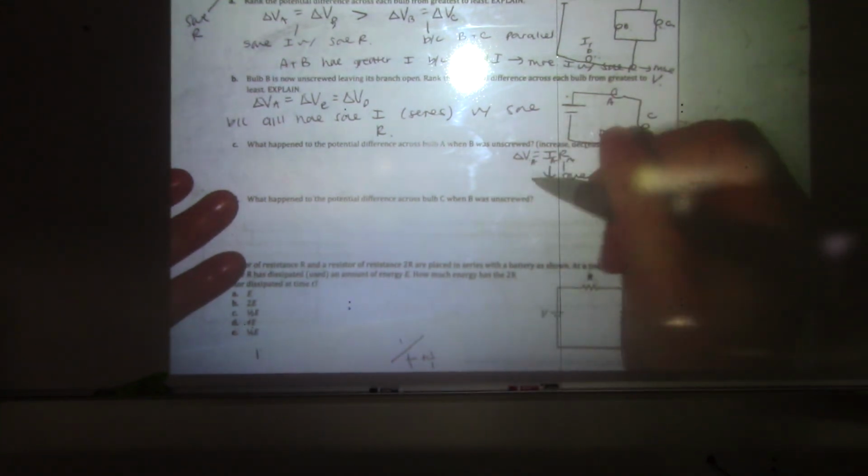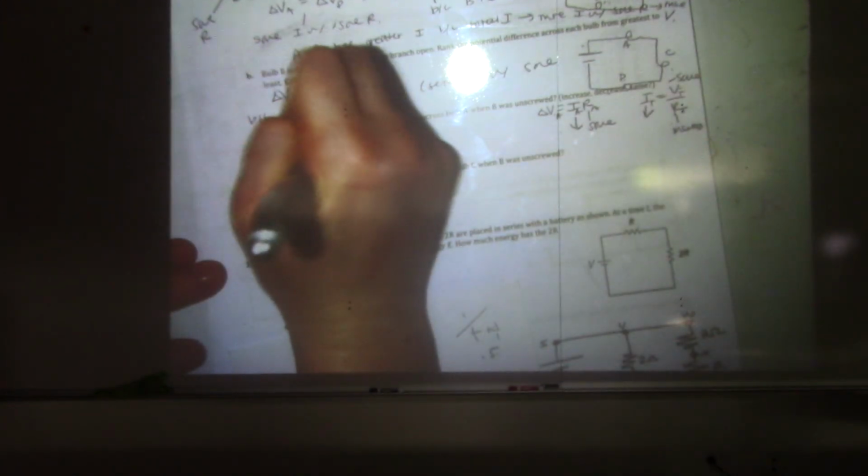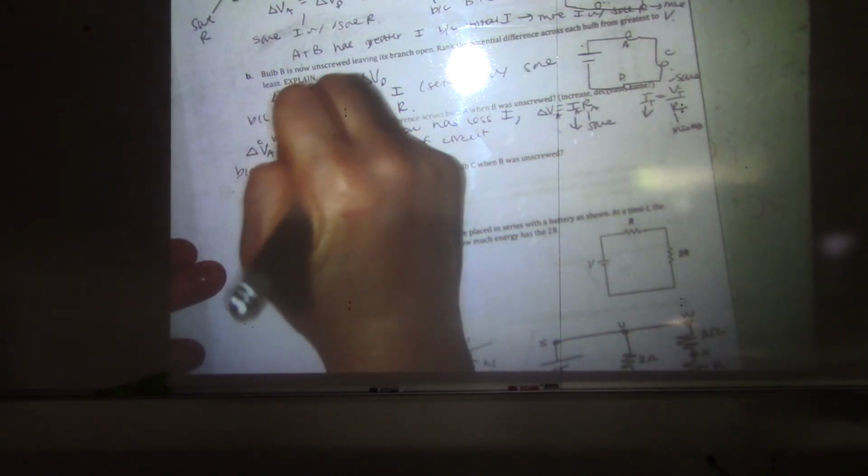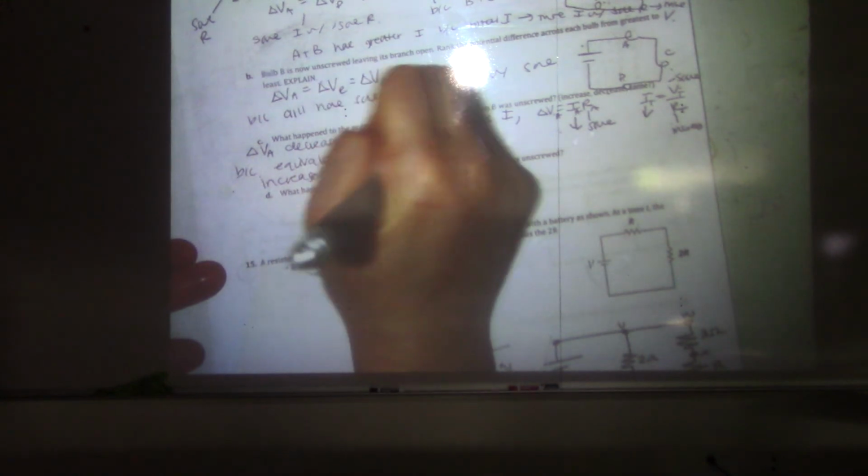So now I can go to what happened to A. A has the exact same resistance because it's the same bulb, but now it has less current going through it because there's less total current in the circuit, and A got the total current, so then its voltage must have decreased. So the potential difference of A decreased because it now has less current, because the equivalent resistance, that's like R total, of the circuit increased. So I total decreased.